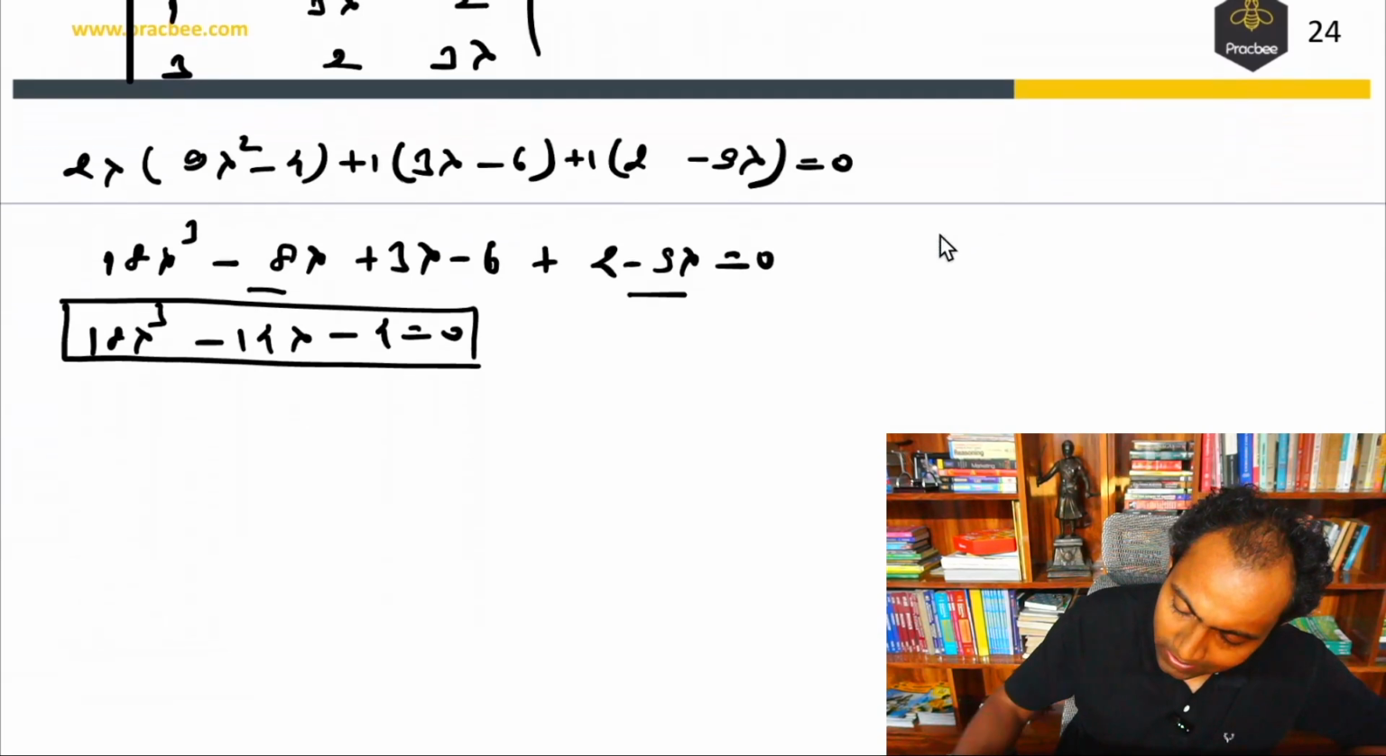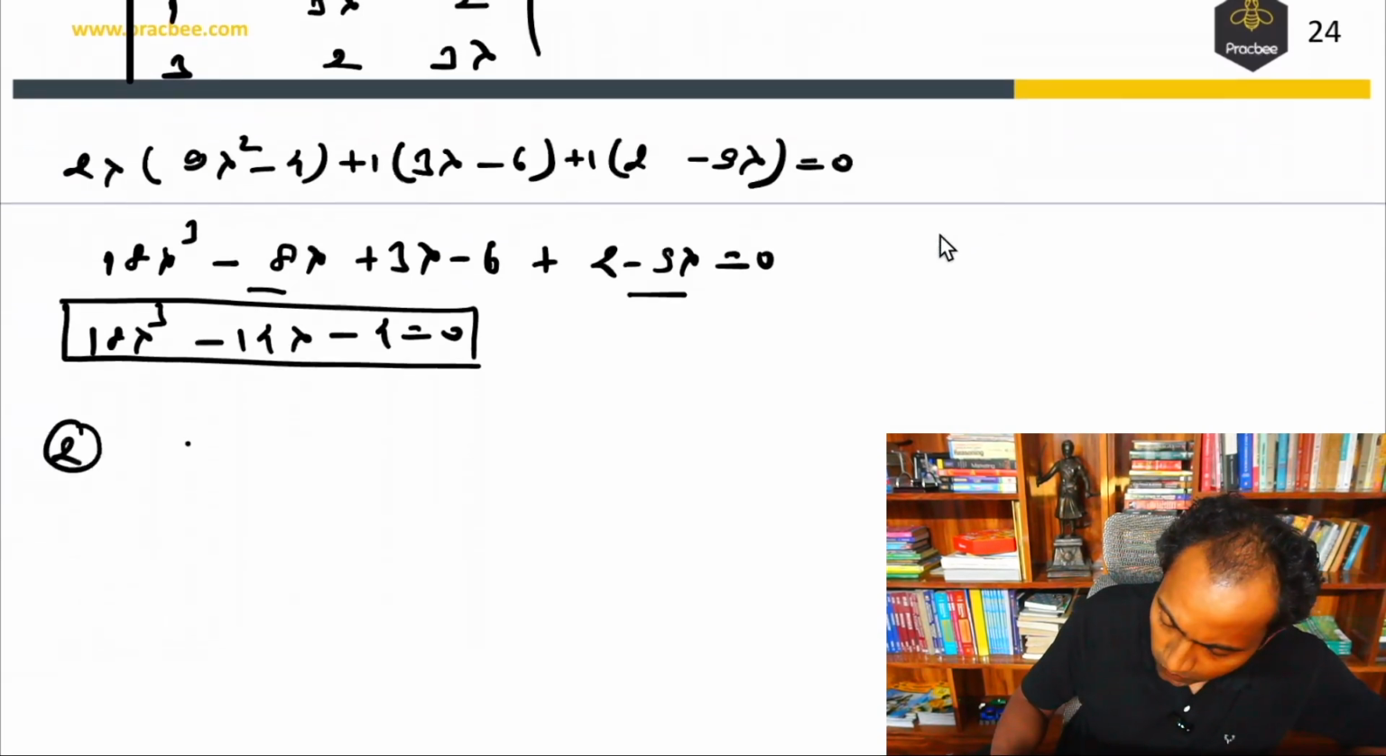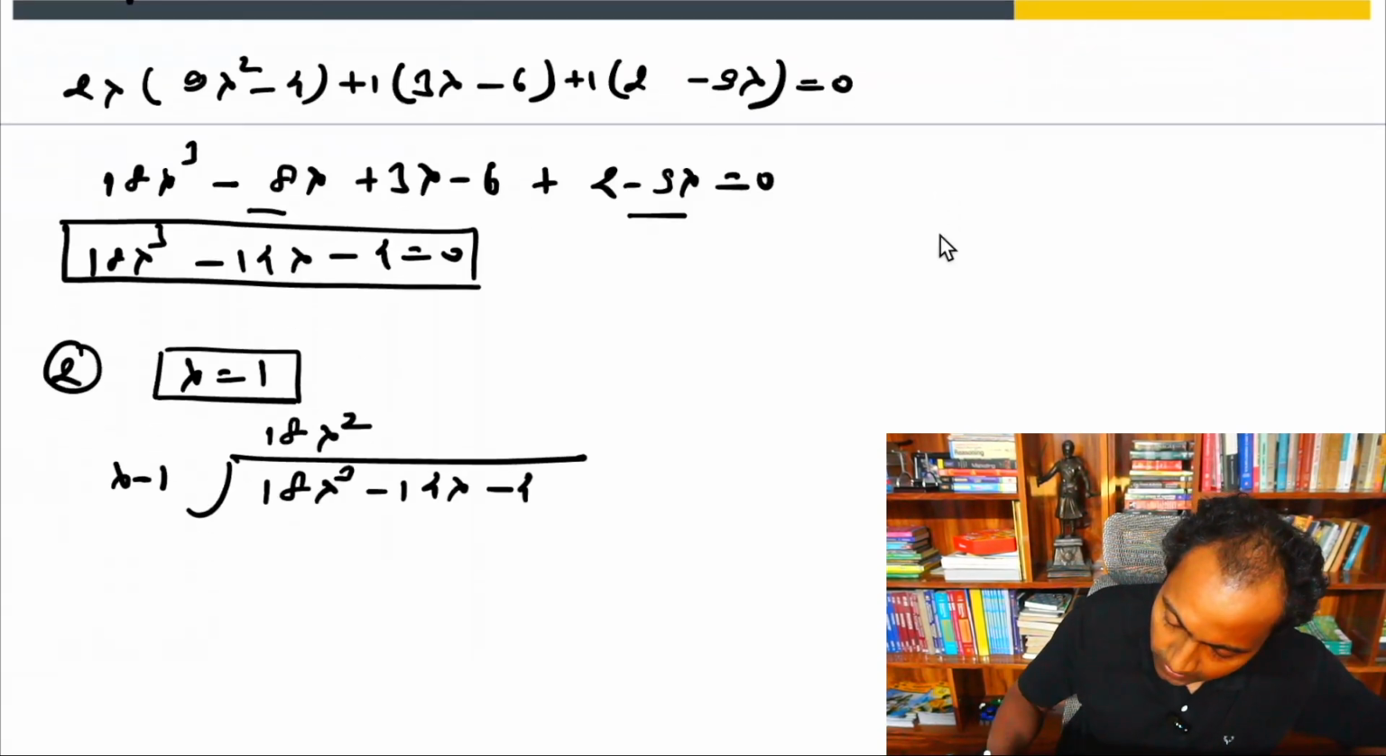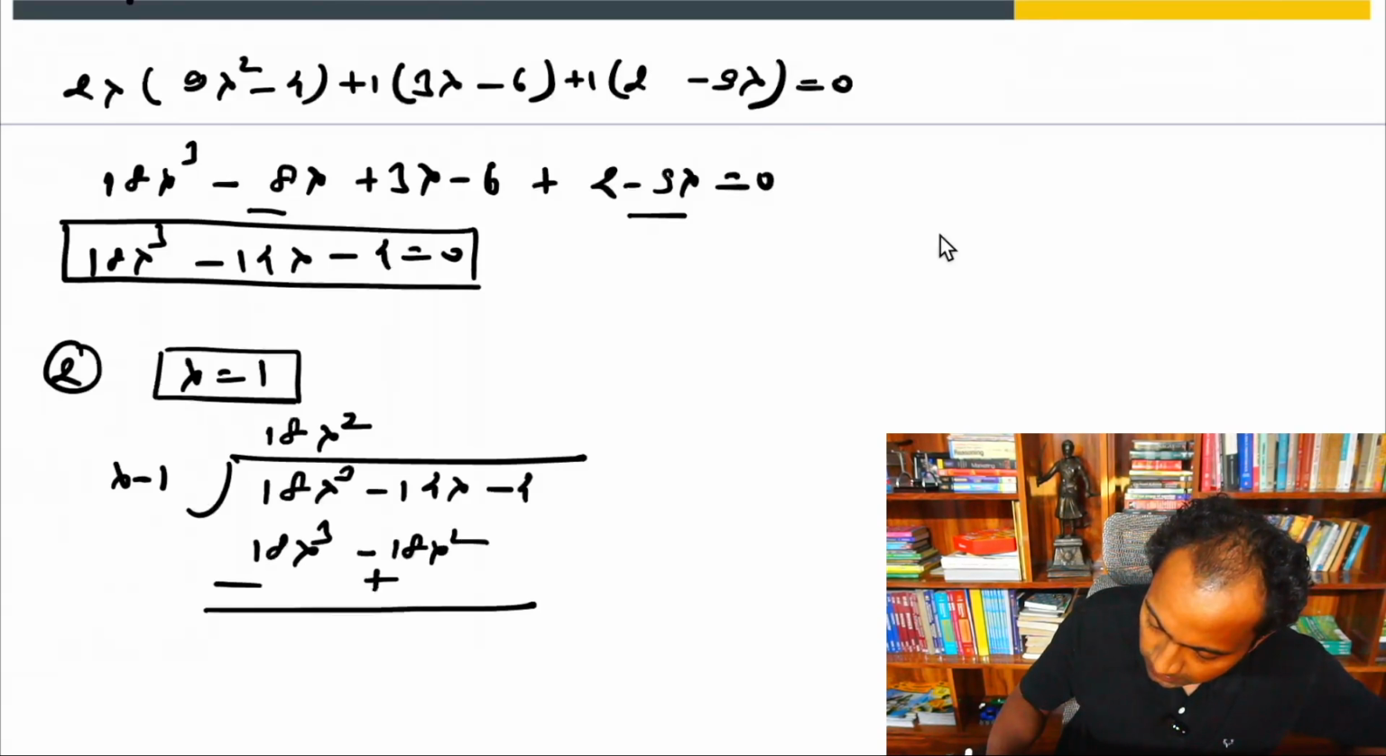In the next part, let us try and figure out the solution. So one root you can observe is nothing but lambda is equal to 1. And if I want to figure out the remaining ones, I will have to divide 18 lambda cube minus 14 lambda minus 4 by lambda minus 1. So it is 18 lambda square. If I multiply, it comes out to be 18 lambda cube minus 18 lambda square, minus plus. It comes out to be nothing but 18 lambda square minus 14 lambda minus 4.